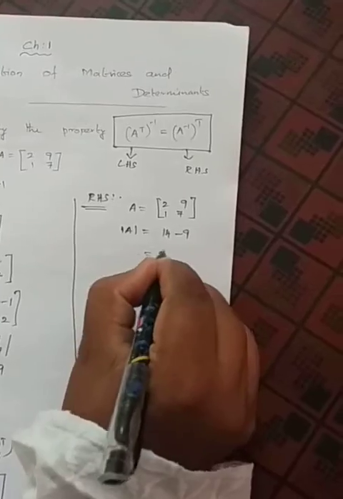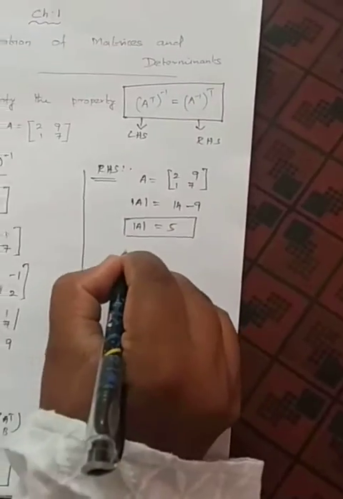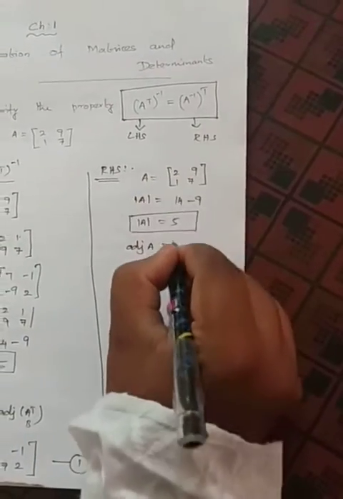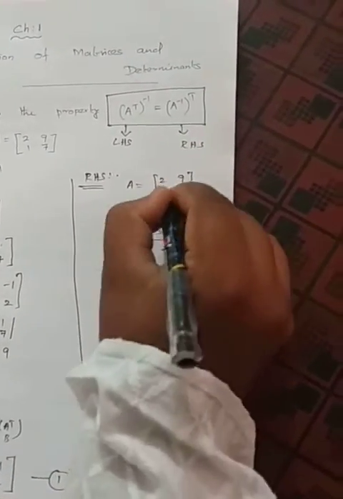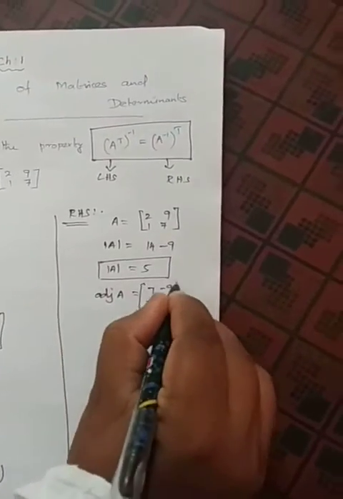Again I am getting what? 5. So determinant of A I am getting as 5. Now again, shortcut for adjoint of A. What you need to do? Exchange this one, that is 7, and change the sign. So minus 9, minus 1 will come. So we got the adjoint.